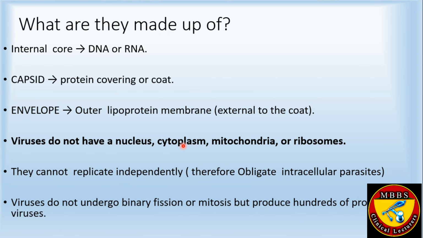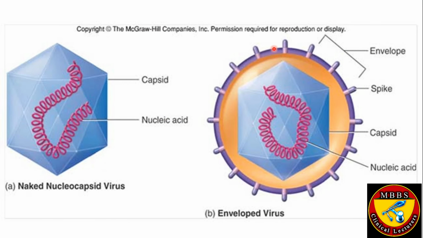And then we have the envelope, which is the outer lipoprotein membrane, and here you can see an envelope over the capsid. The envelope may have spikes for attachment to the host, but on this side you can see that the envelope is not present. So we say that there are two types of viruses: they can be enveloped, or they can be non-enveloped, also called naked nucleocapsid viruses. Here you can see an enveloped virus, and here you cannot see an envelope.